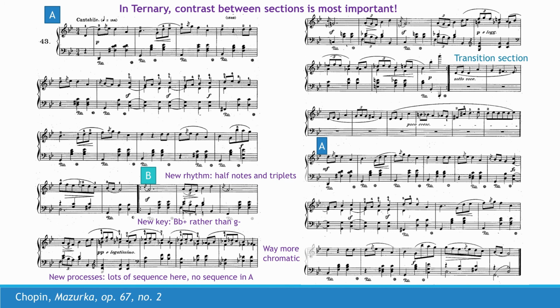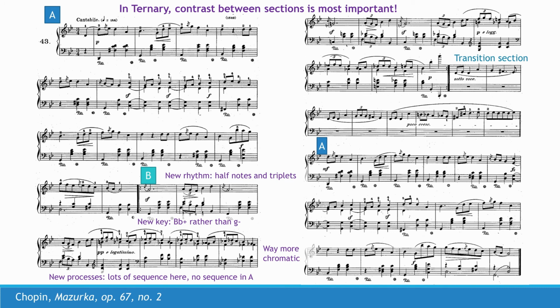Our B section is in a new key. The original key of this piece was G minor, which we could see by the key signature and the raised leading tone in the first bar. But in this B section, we no longer have those F sharps. It's F naturals instead. And this is a shifted B flat major, which we can hear by the 5-to-1 progression in the first 2 bars of the B section. There's a lot of new processes happening in this B section.